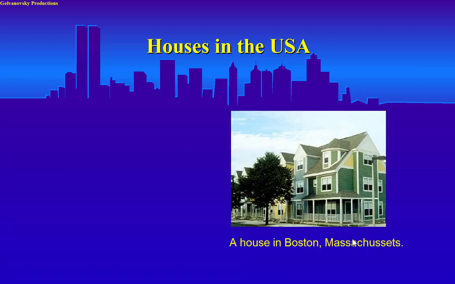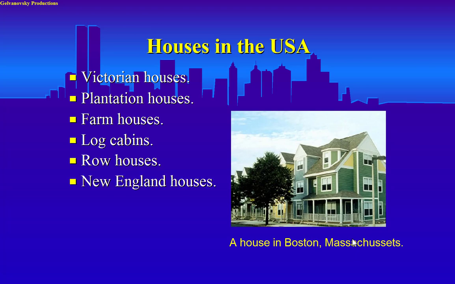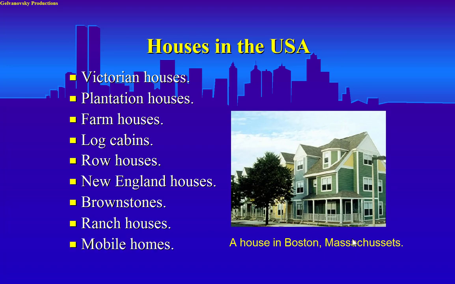Now we're going to talk about houses in the USA. We'll talk about Victorian houses, plantation houses, farmhouses, log cabins, row houses, New England houses, brownstones, ranch houses, and mobile homes. Finally, we'll discuss apartment blocks.